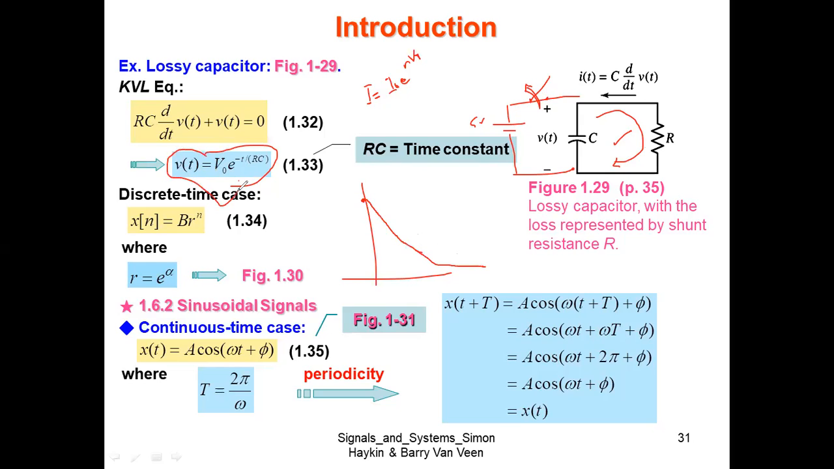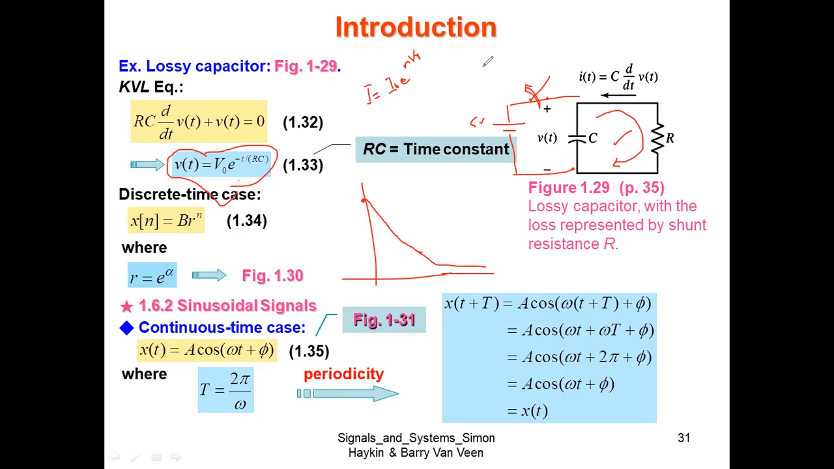So the intention of these examples is that whatever we are studying here is not some cock and bull story, but these things actually happen in your lab. These things actually happen in the real world. Okay. So that was about what this exponential signal is. An RC circuit is an example. A lossy capacitor is an example.